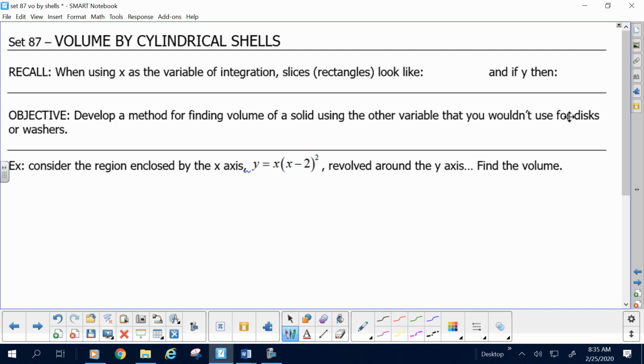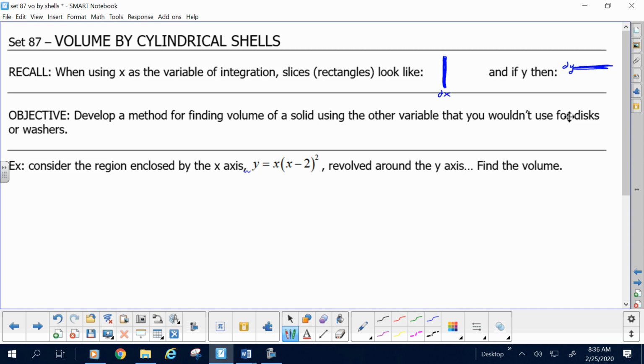So check this out. First, before I go anywhere, I need you to remember that if X is the variable, a slice looks like this. And when I say a slice, I just mean a rectangle, yeah? Areas and volumes are all about rectangles, and rectangles revolve. Y slices go this way, because they're dy high, and this is dx thick. So delta x thick. Okay, cool.